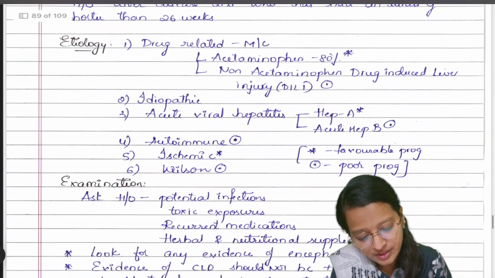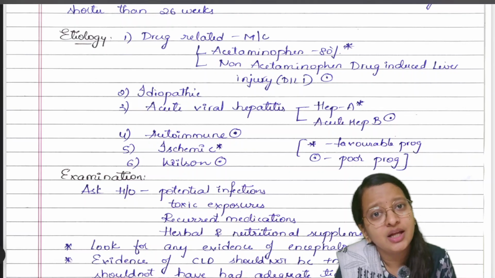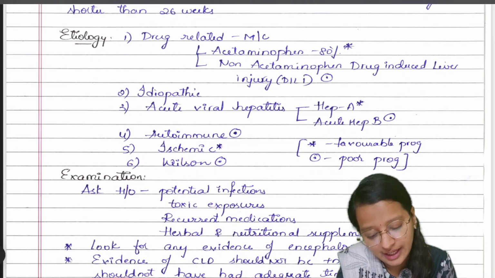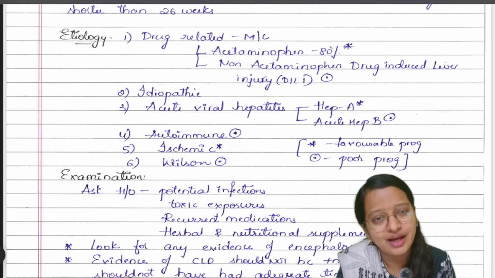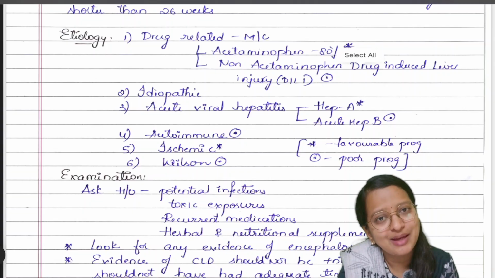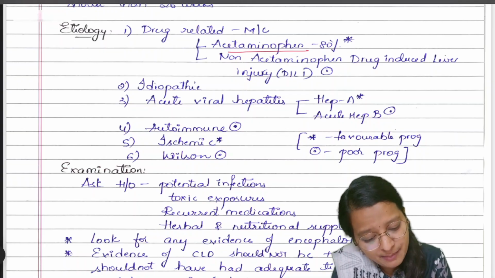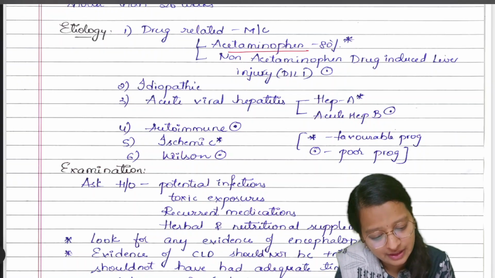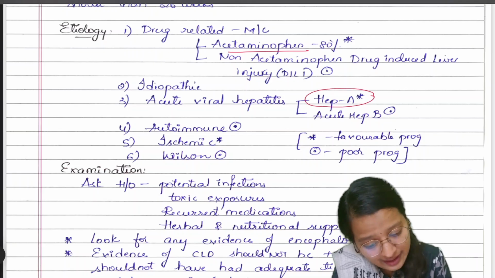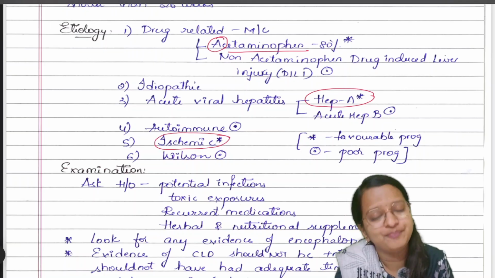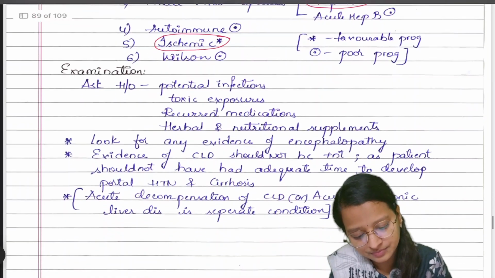So coming to etiology, drug related is most common, which is acetaminophen, and then idiopathic, acute viral hepatitis, autoimmune, ischemic and Wilson's disease. In that, acetaminophen related acute liver failure, hepatitis A related acute liver failure, and ischemic, these three have favorable prognosis.